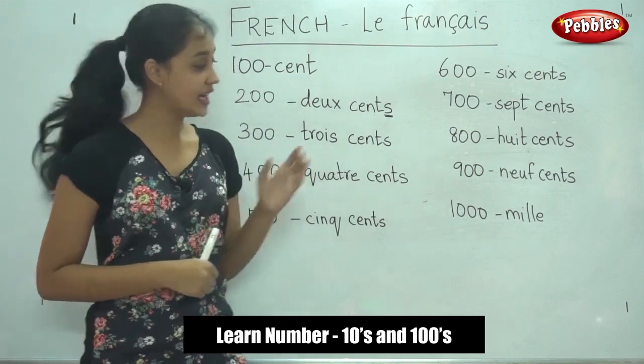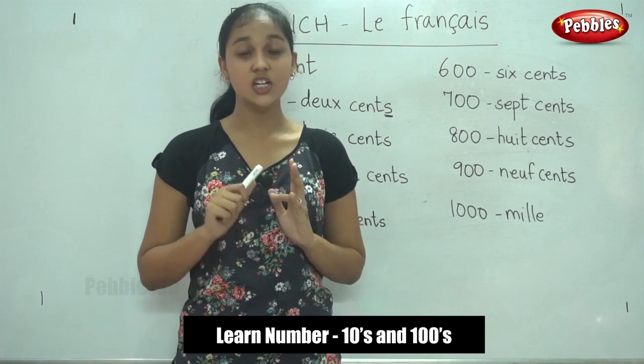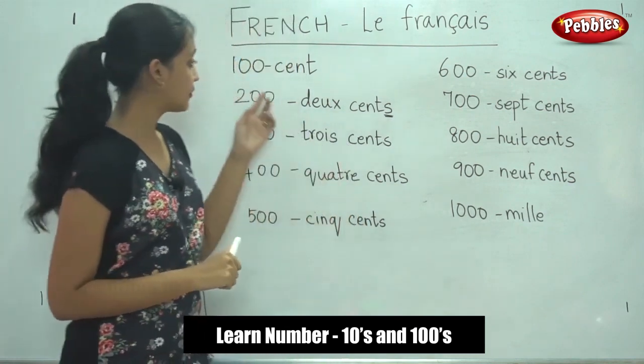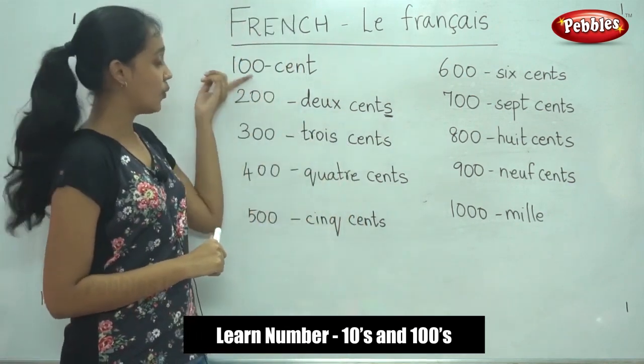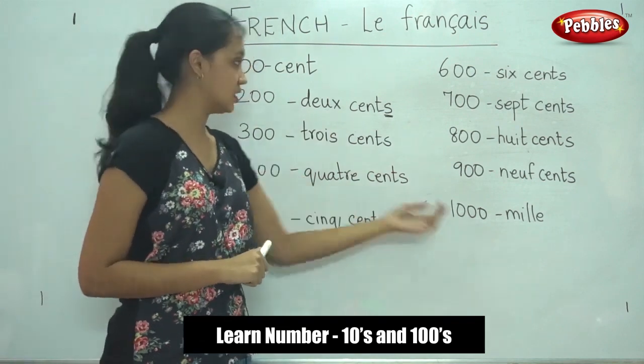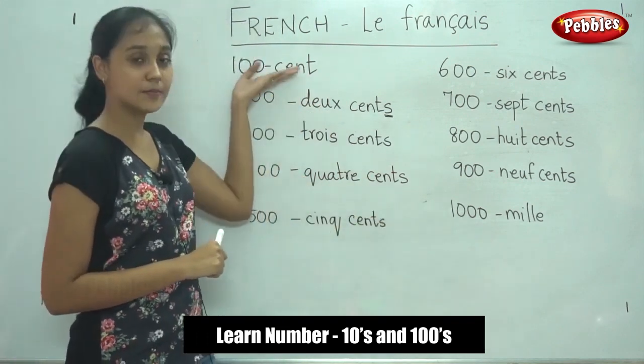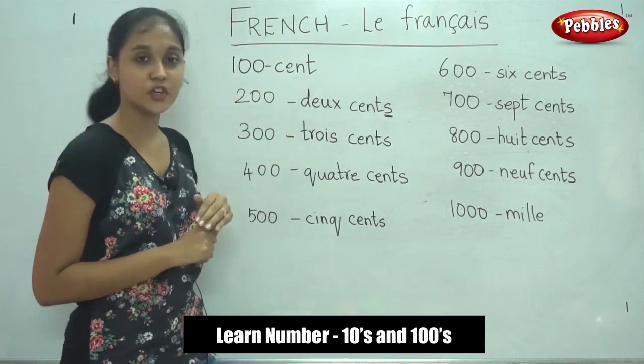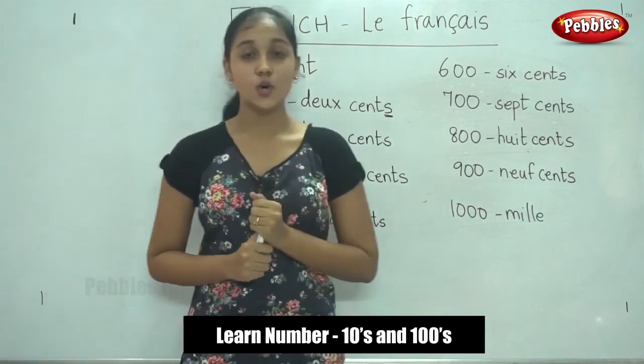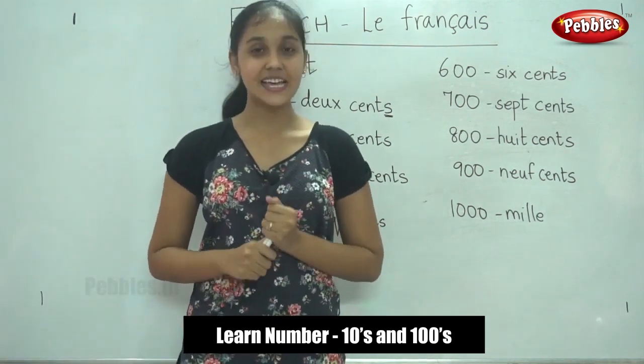So now we have learnt numbers from 1 to 100, and after that we have learnt numbers 100 to 1000. I am sure you will be able to write the numbers in between because we have already learnt. So I hope you are thorough with French numbers. Keep practicing.